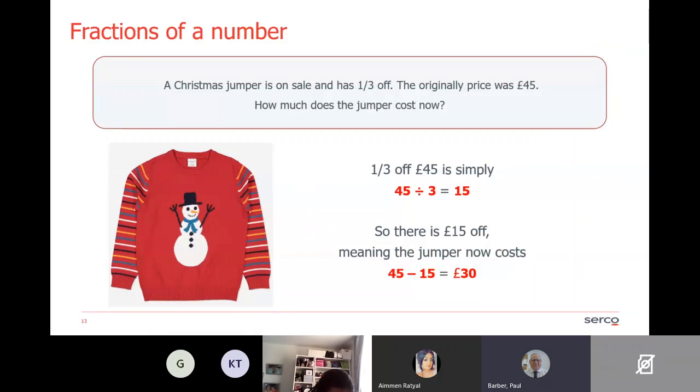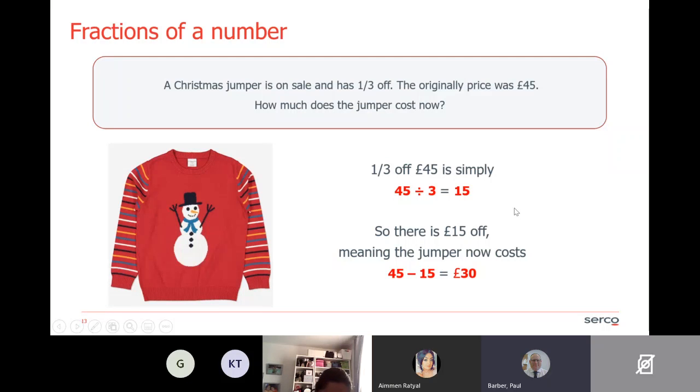answer of £30. Another similar example is where there's an increase, where VAT is added at 15%, or a third, or a certain fraction. How much is it? Then obviously you would add that amount on. In this case, it's a third off. So we're taking the third that we worked out, which is 15, and we're taking that off the £45 to give us £30 for the total cost.